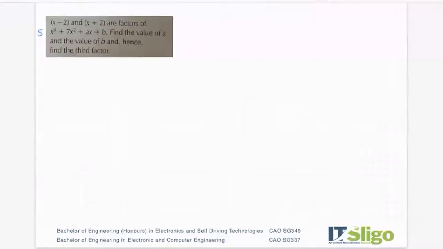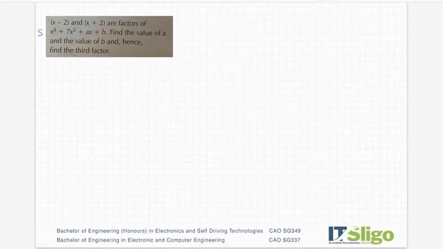Alright, let's have a look at this one, another example of what you could use equating coefficients for. So x minus 2 and x plus 2 are factors of x cubed plus 7x squared plus ax plus b. Find the value of a and the value of b, and hence find the third factor.